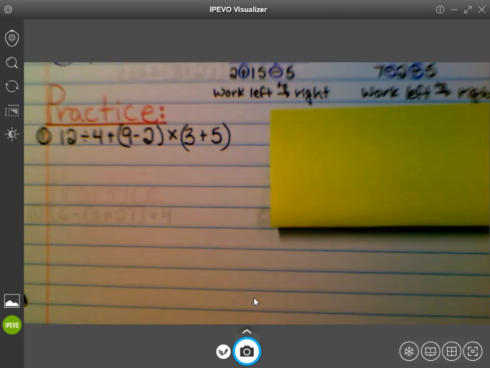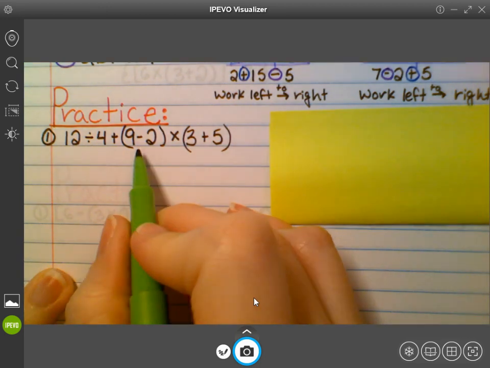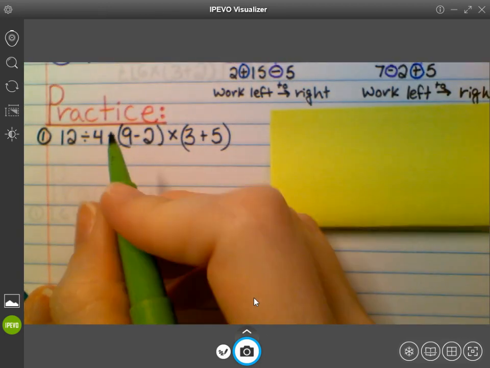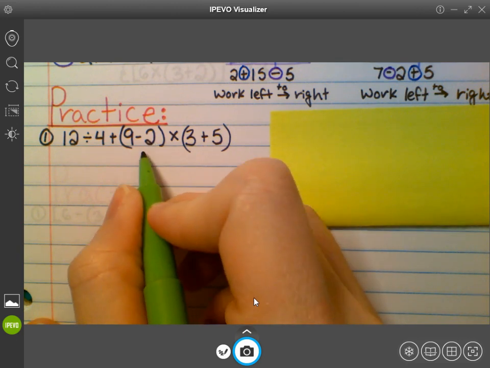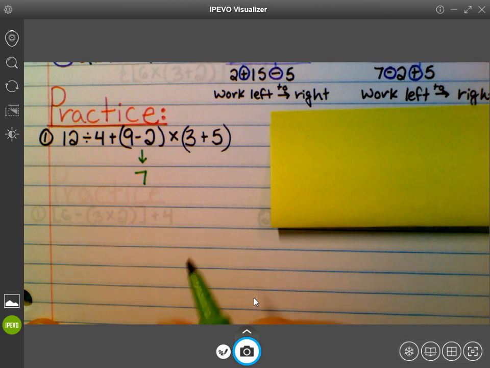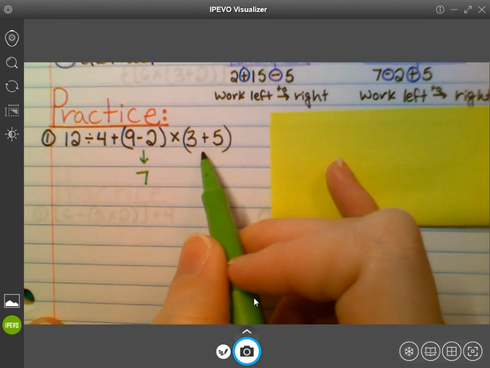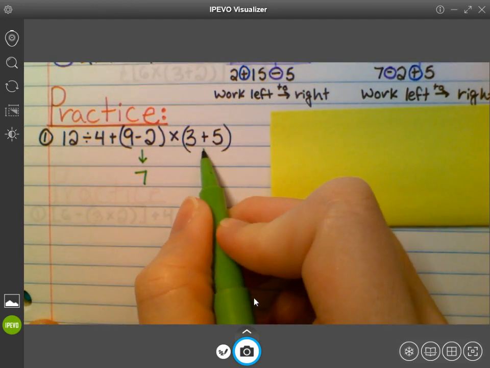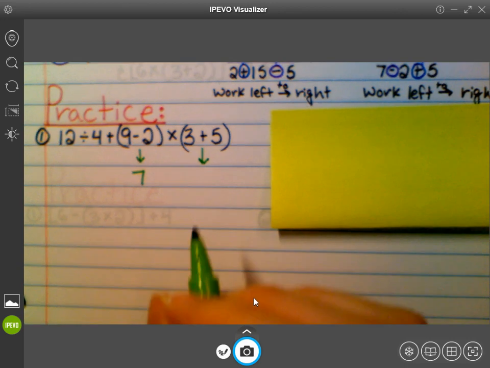So if I do that, what is 9 minus 2? It is 7. So okay, how do I want to show this? Put an arrow. 7. Now that I've solved that one, now I can solve my right one, right? Because this is all one step, but we're working left to right. What's 3 plus 5? 8.